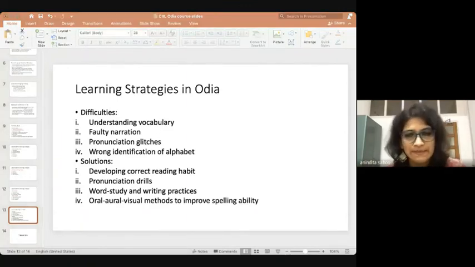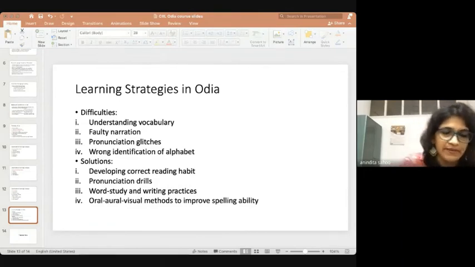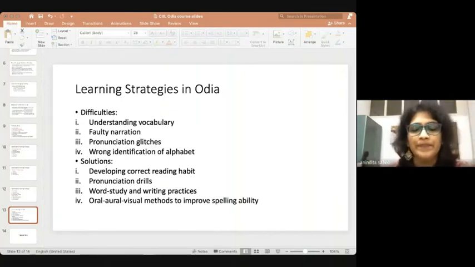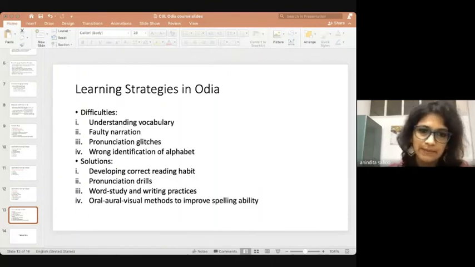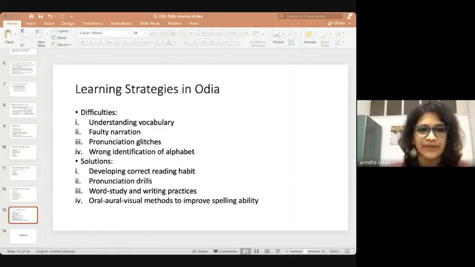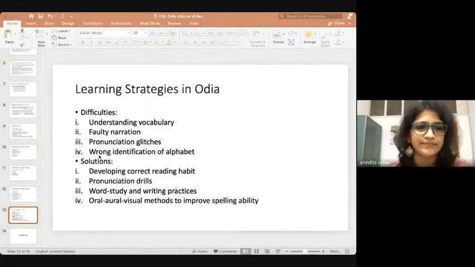And sometimes what happens, our narration style is also difficult. When we teach them comprehension or give reading comprehension, the faulty narration of the teacher could also be fatal to learning this language. If the punctuation marks are not read properly, or your reading style is faulty, then it will also lead to difficulties in learning strategies.